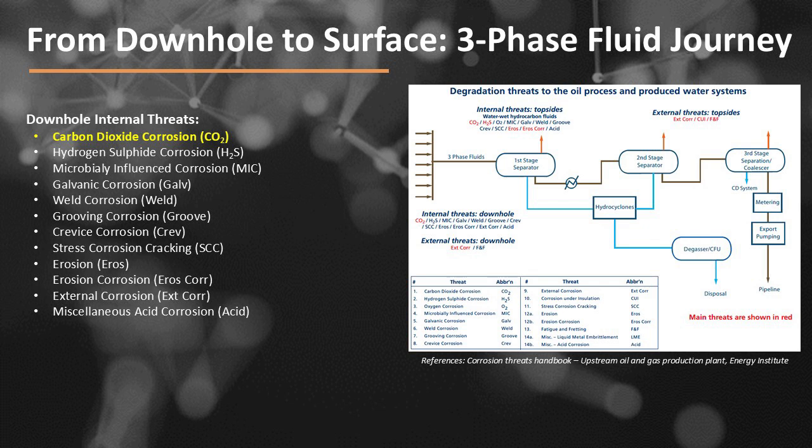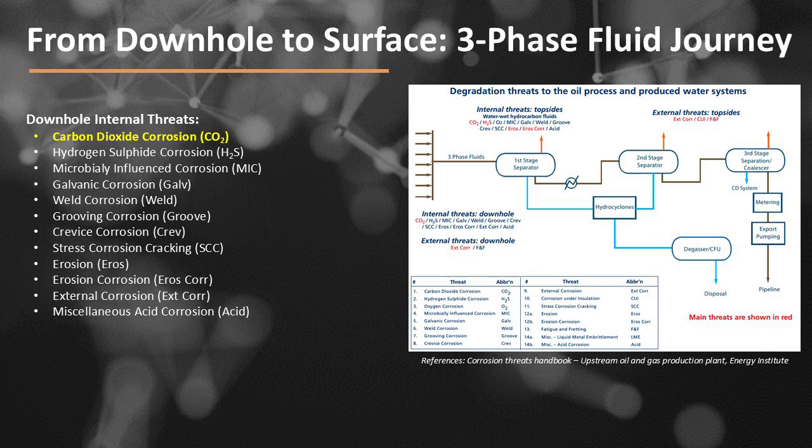Number 2 is hydrogen sulfide corrosion or H2S, also known as sour corrosion. H2S reacts with iron to form iron sulfide and hydrogen. The hydrogen can cause embrittlement, leading to cracking, especially in high-strength steels.